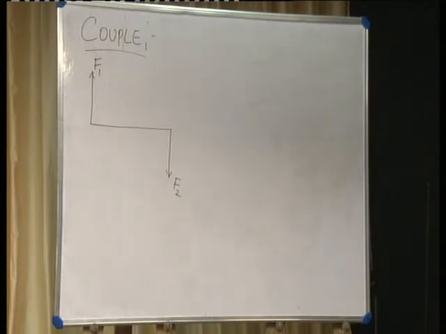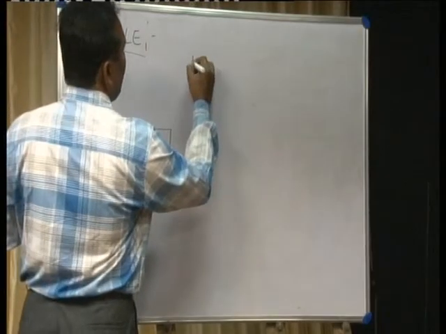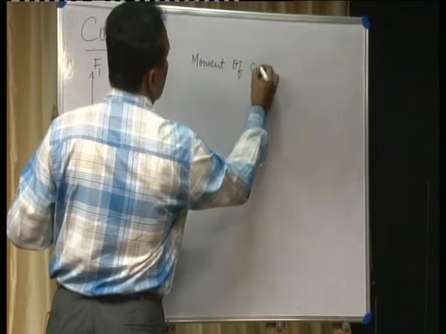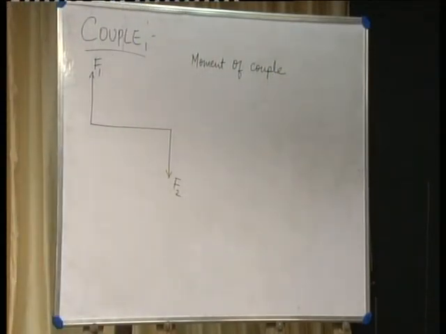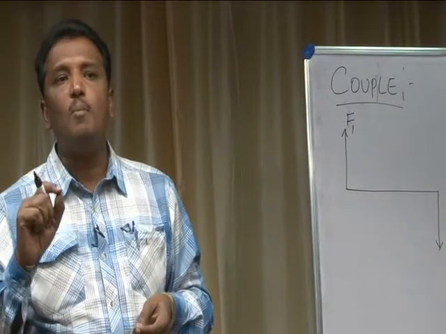Now, what is this rotating effect of a couple? We call the rotating effect of a force the moment of force. Here, the rotating effect of a couple, we call it the moment of couple. If asked to define moment of couple for 2 marks, you do not say two equal unlike parallel forces not acting along the same line; that is the definition of couple. What is moment of couple? The rotating effect of a couple you call the moment of couple.